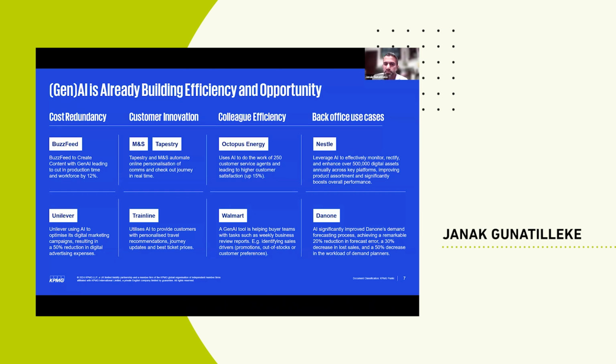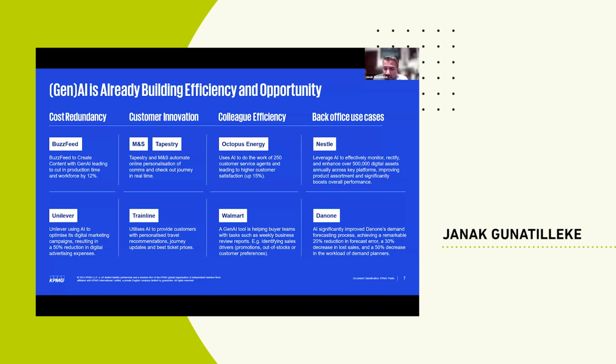So just to give you a bit of a flavor of what's happening across other industries. You can see that AI and Gen AI has been used in different forms. BuzzFeed is an online content creator, and they've integrated AI in terms of how they create that content, and actually have got about 12% efficiency in terms of the effort they need to put into creating that content.